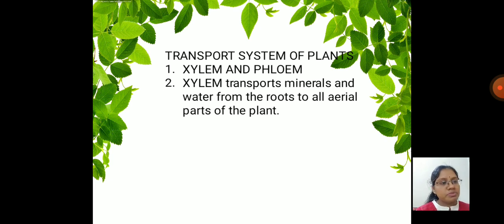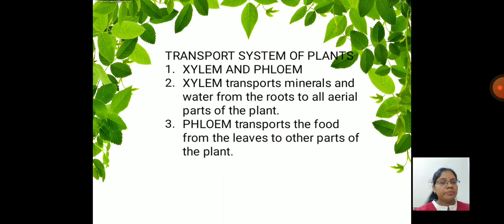Xylem transports minerals and water from the roots. Very important, from the roots to the aerial parts of the plant. Aerial means those parts which are present in the air. So xylem, the centermost part of the stem or root, absorbs the minerals and water from the roots to the other parts of the plant that are present in the air.